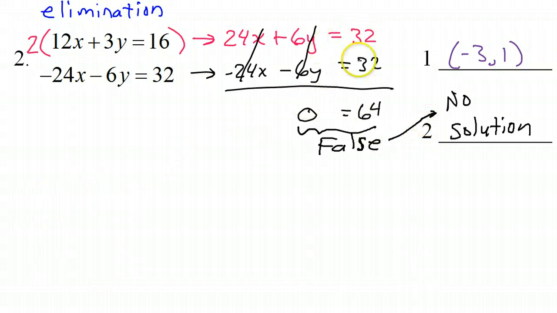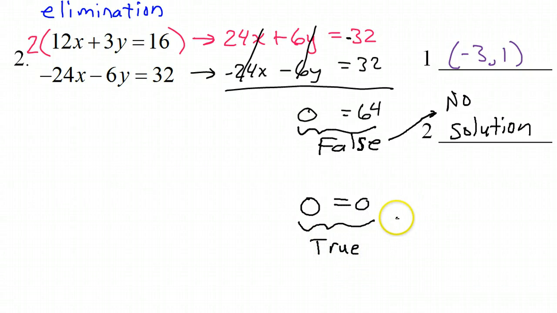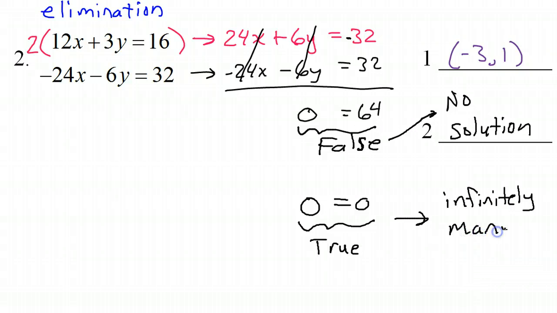Now, for instance, say if these had been opposites. They weren't. But let's say that had been negative 32 and positive 32. Then you would have had 0 equals 0. Now that is a true statement. And if you got a true statement, then that would be infinitely many solutions. Okay, that's when you get a true statement. But in this particular case, we got the false statement, so we put no solution.